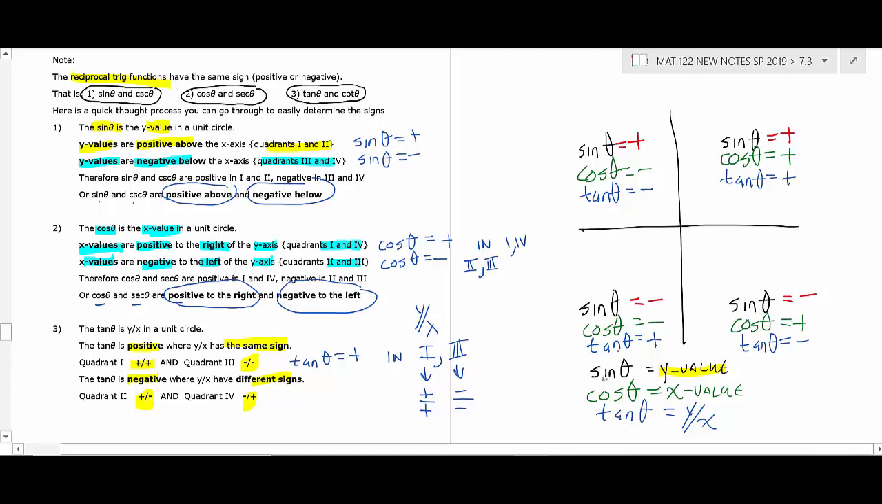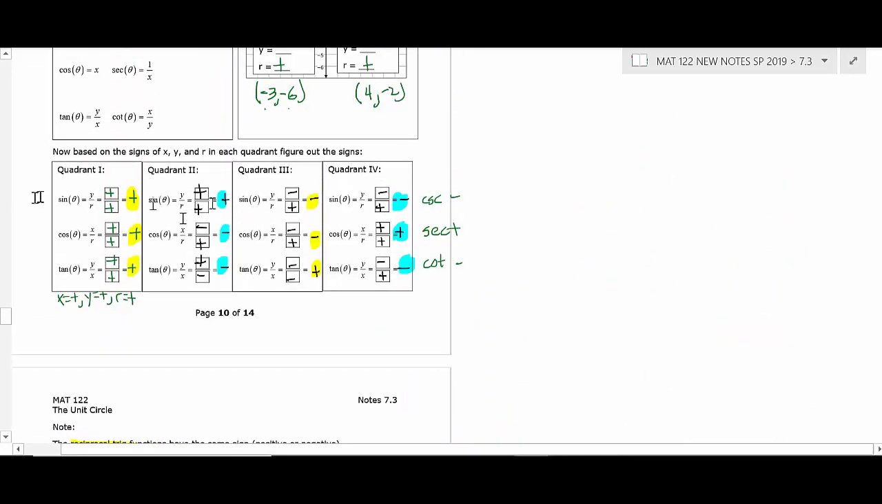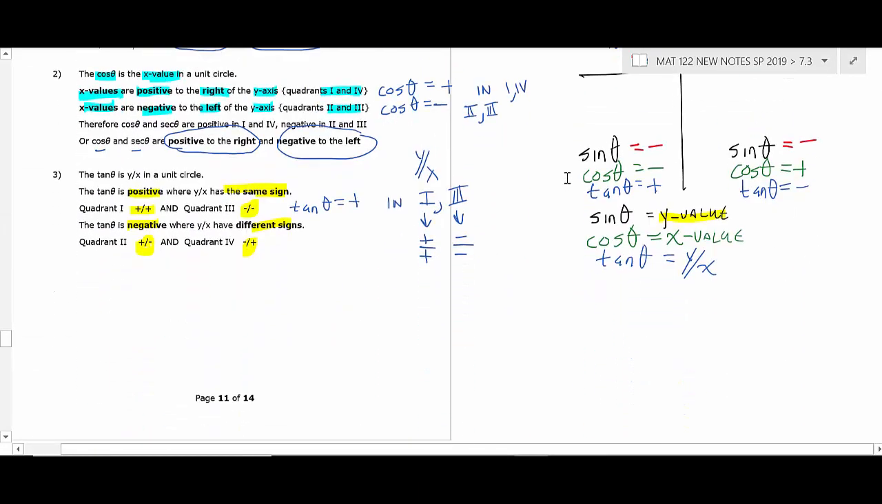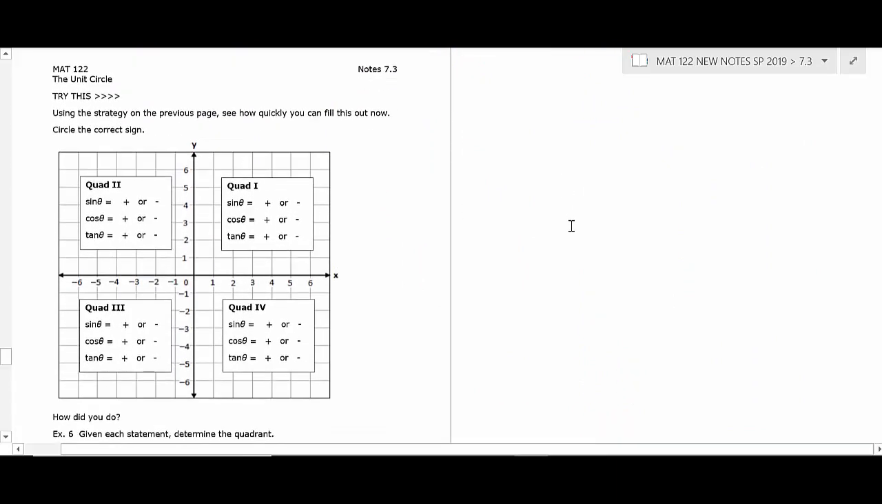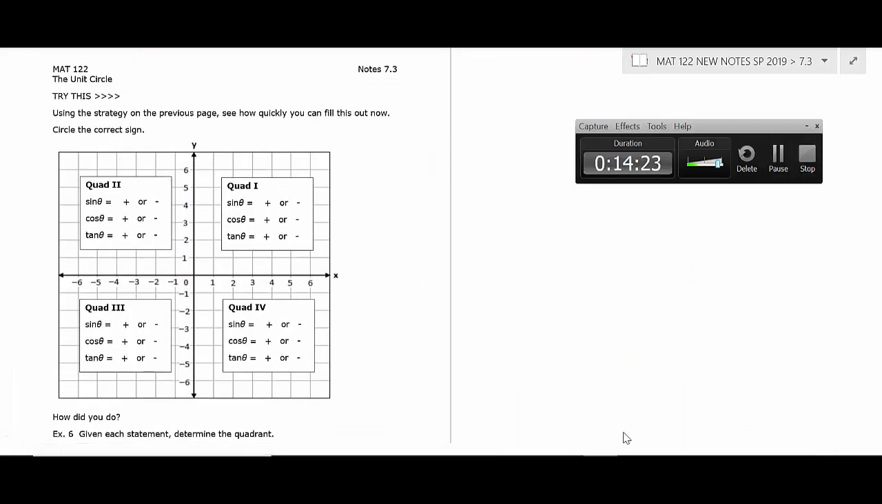So again, to summarize, sine is positive above, negative below. Cosine is positive to the right, negative to the left. And the tangent is positive in 1 and 3, opposite quadrants, and then negative in 2 and 4. Again, opposite quadrants like that. Okay, that's what I recommend you do. It's better to do it that way and just think in your head than it is to go through all the stuff we did on page 10 here. It's faster.